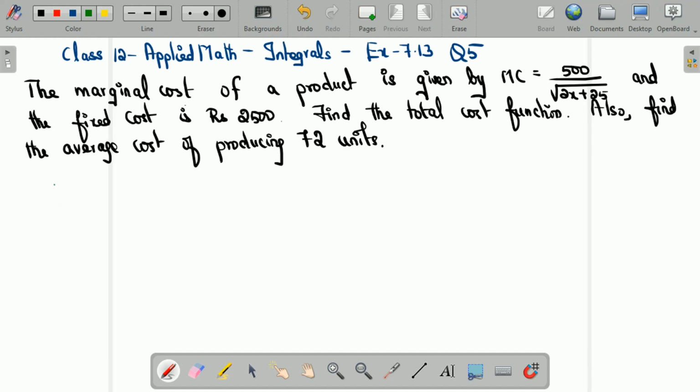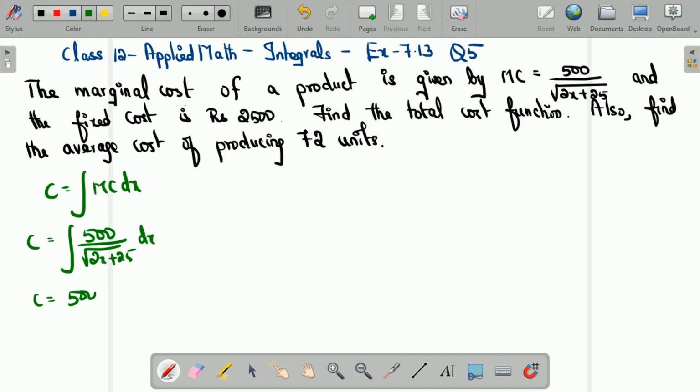So, what is the total cost function? The total cost function is nothing but the integration of marginal cost. So, let's perform this. So, C is going to be integral of 500 divided by root of 2x plus 25 dx. C can be rewritten as, we'll take the 500 outside. So, 500 into integral of this 1 by root of 2x plus 25, I am writing as 2x plus 25 the whole power minus half dx. Because of the denominator, I am taking it to the numerator and writing it as minus half.